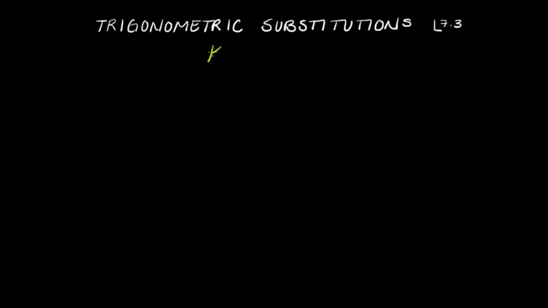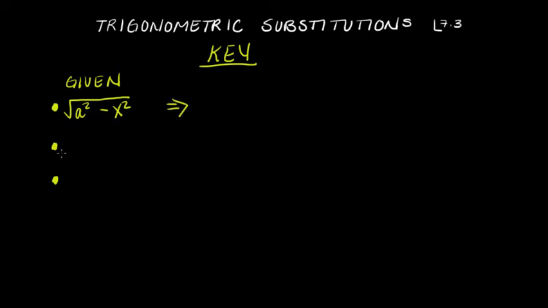So for the key, we have the first section, which is given. What are we given? There are three cases when solving these problems: 1, 2, and 3. The first one is a square root, and we have a squared minus x squared. Second, we have a squared plus x squared. And lastly, we have an x squared minus a squared.